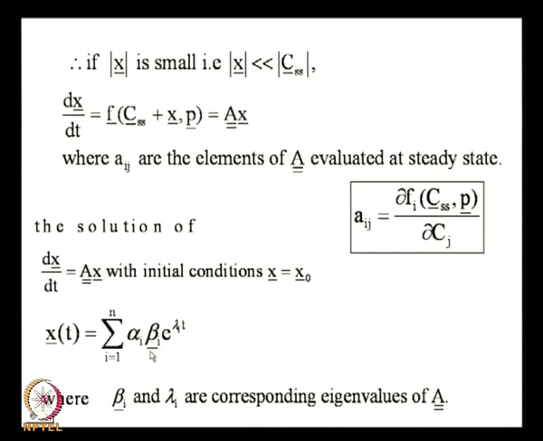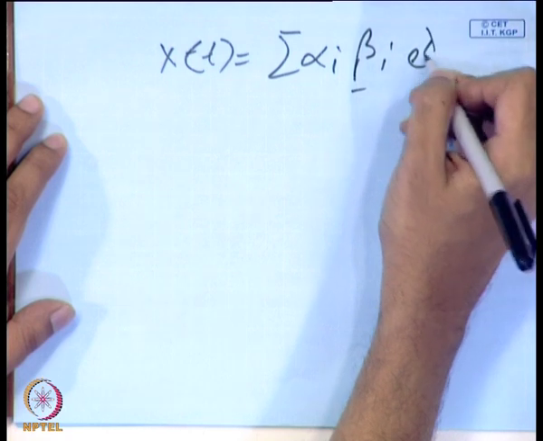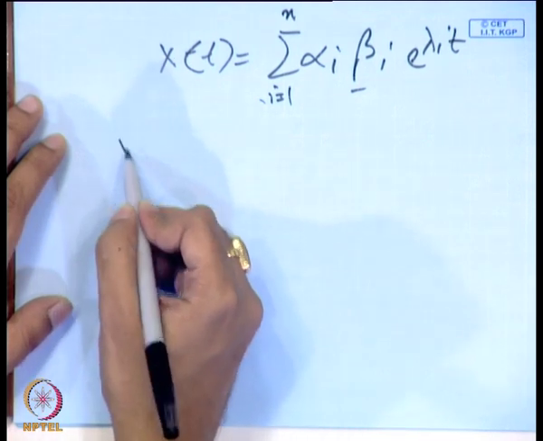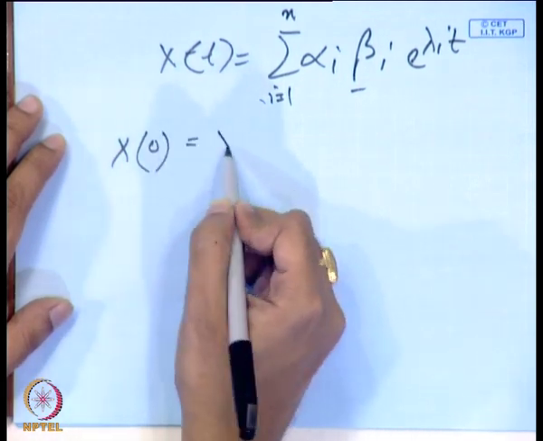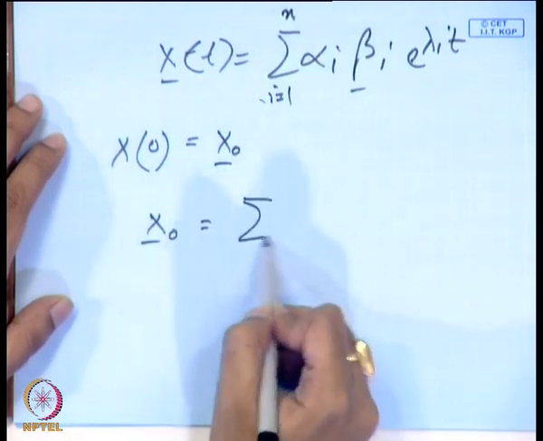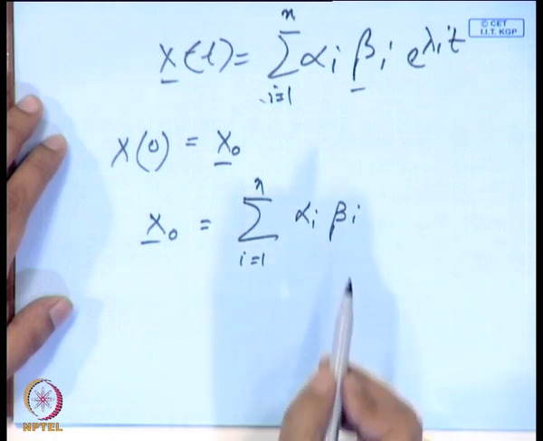Now, alpha I are certain constants. How am I going to obtain those constants? Through defining the initial value. So, if my initial value is given at t equals 0, my solution over here is x(t) equals sigma alpha I beta I e to the power lambda I t, I going from 1 to n. Then my initial value is given, x(0) equals x naught. So I put x naught equals sigma, I going from 1 to n, alpha I beta I, right.